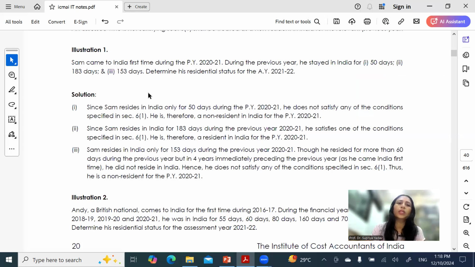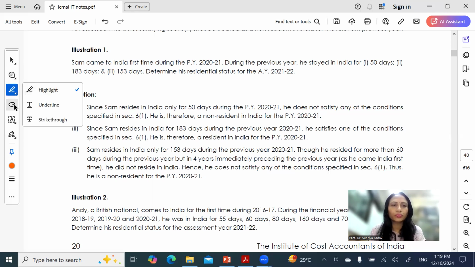Sam came to India for the first time during previous year 2021. During the previous year he stayed in India for 50 days. Does he become a resident of India? No, because he came to India for the first time, so there is no point in checking whether he stayed 365 days in the last 4 years. He came to India for the first time and stayed only 50 days, so he becomes a non-resident of India, right?